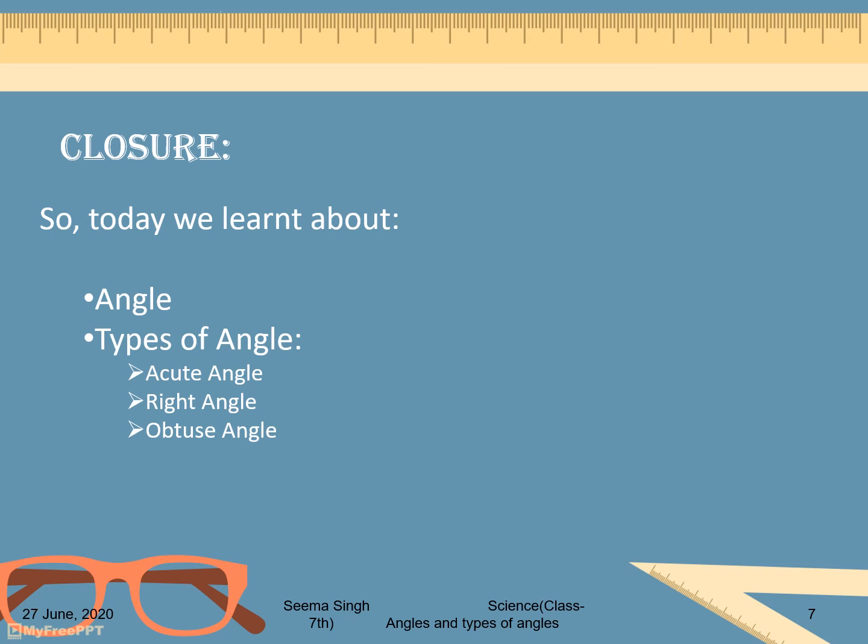The angles which are less than 90 degree are termed as acute angle, and the angles which are exactly 90 degree are termed as right angle, and the angles that are more than 90 degree but always less than 180 degree are termed as obtuse angle. So these are very easy topics. I hope we were able to understand it.